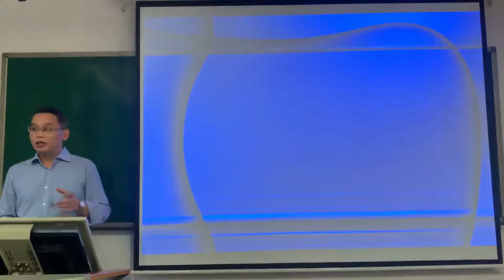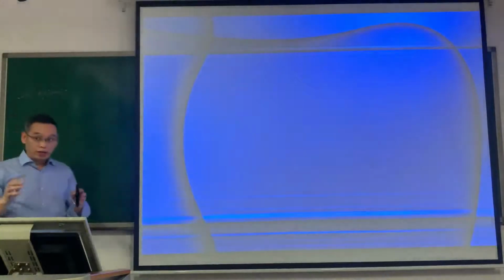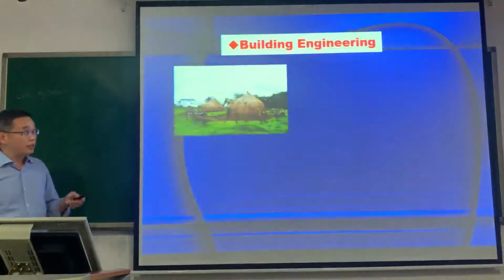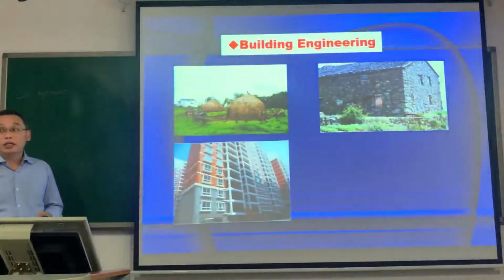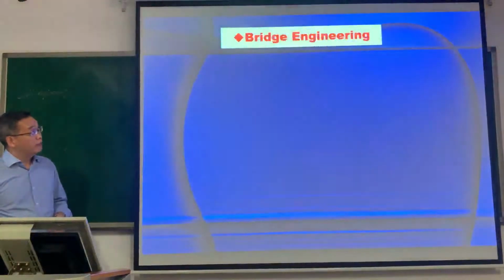Class. At first, we need to review what we have learned last time. Last class, we learned two questions. The first one, we learned what civil engineering is. We have a lot of pictures about what the building is, what building engineering is, and the development of building engineering. Okay. And then we have the bridge.